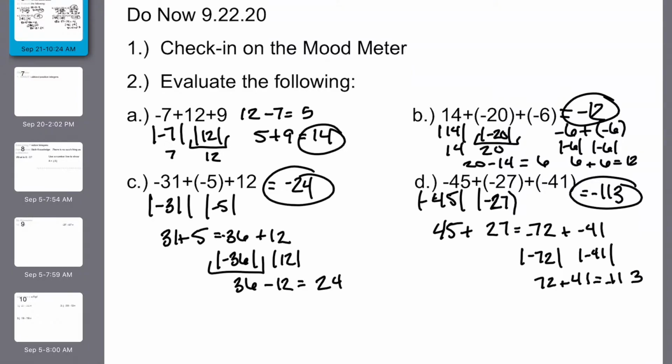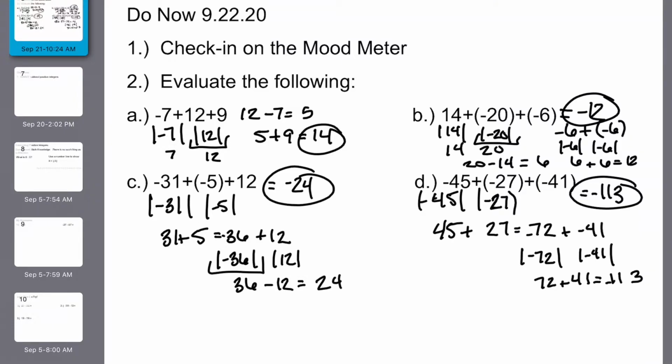For B, we take the absolute value of 14 and the absolute value of negative 20. They're different signs, so we have to subtract them. 20 minus 14, which is equal to 6. But the value with the higher absolute value is negative, so it's negative 6. And then I bring down the other negative 6, I add them together, and my answer is negative 12.